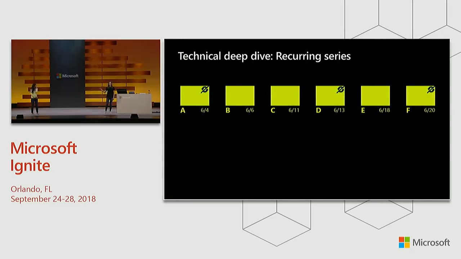Okay, so we have a recurring series here with 6 instances. You can see that instance A, D, and F are recurring series exceptions. They have that little icon with the slash through it.